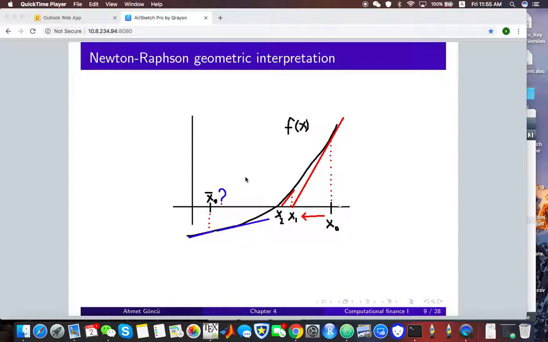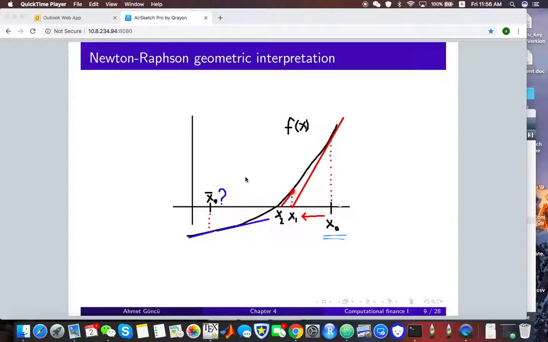Suppose we start with this x0. What this algorithm does is we have this tangent line. We go to the image of this point on this f of x, and we move along this tangent line until we cut the x-axis. This gives us the next x value, and then we repeat the same procedure.